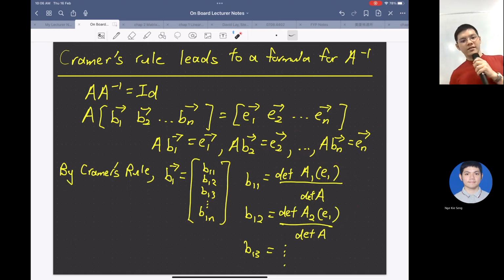So what about this? Let us look at one of them. What is the determinant of A with the first column replaced by E1? Let's see what this thing is. So how should we do this?